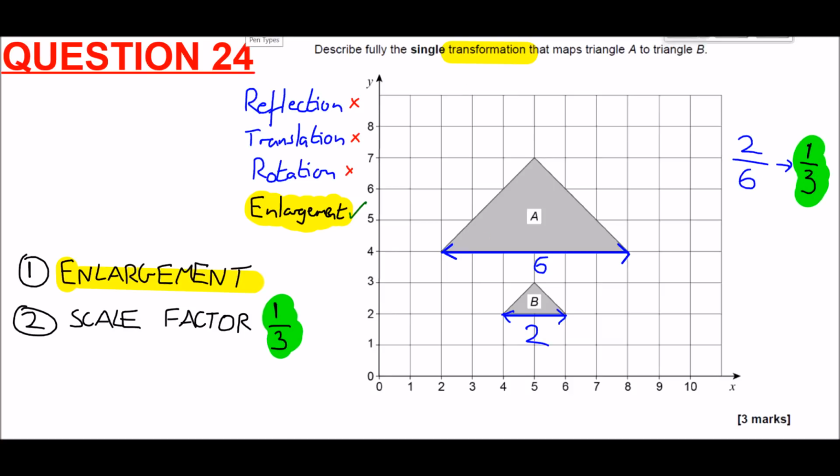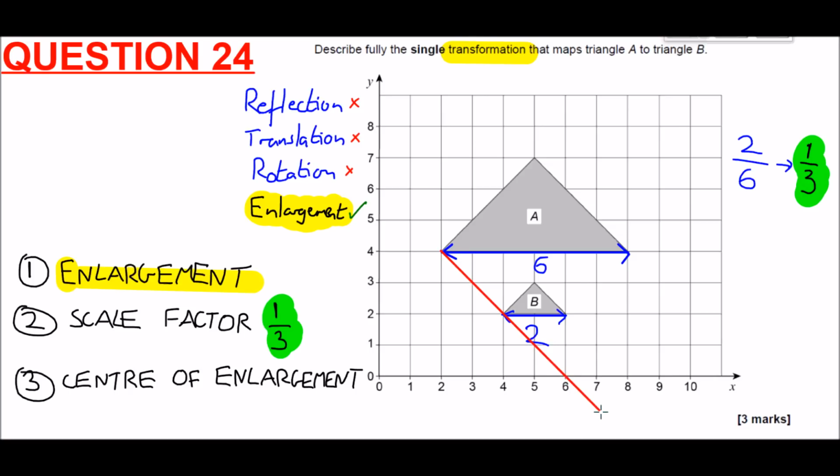The third and final mark is to explain where the centre of enlargement is. Now there is a method for finding the centre of enlargement, and what we can do is use a ruler and draw straight lines through each point and its corresponding point. So for example, this point here corresponds to this point here below. So carry on the line and extend it a bit further down.